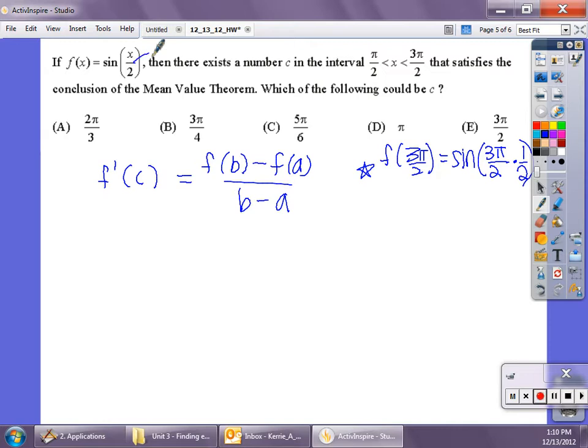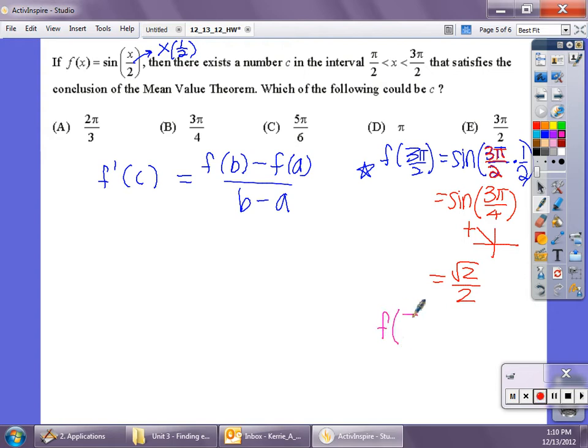So this, some of you are really confused about this. That's the same as saying x times a half. In red is my x, 3 pi over 2, and then multiplied by a half. So we actually get the sine of 3 pi over 4. 3 pi over 4 is in the second quadrant, sine's positive there, therefore the answer is root 2 over 2. We're going to find the f value at pi over 2, and so that would be the sine of pi over 2 times a half gives me pi over 4. That's in the first quadrant, sine's positive in the first quadrant, so we get root 2 over 2.